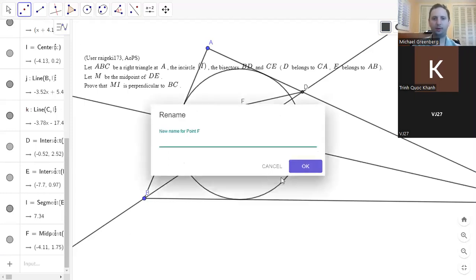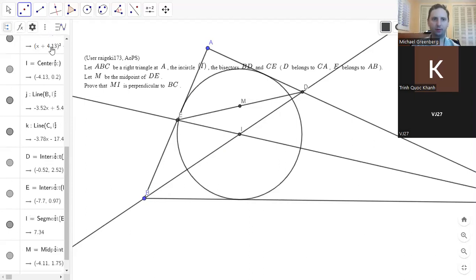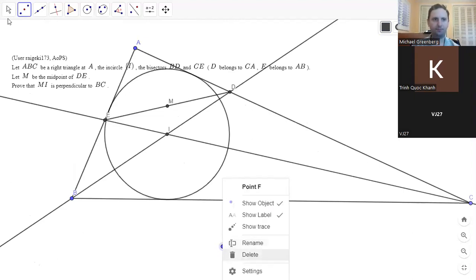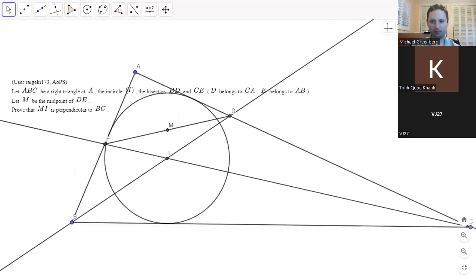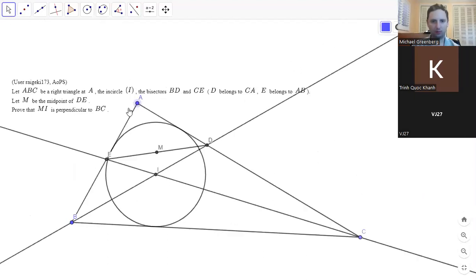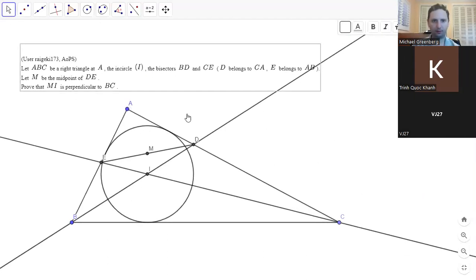It looks kind of easy, but I'm not sure if it really is or not. It's hard to tell. So let's try to solve it. Let me make this smaller. There we go. I think that looks good.